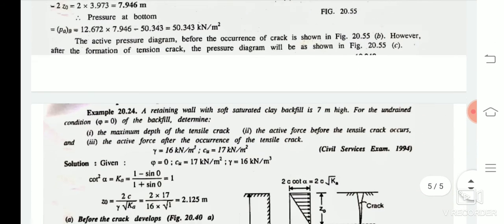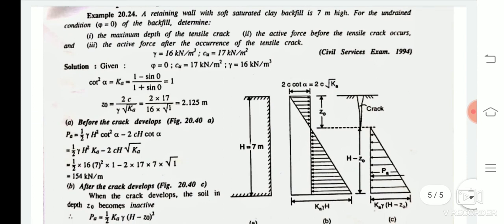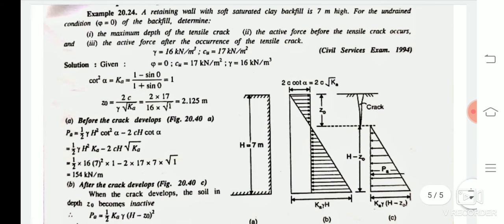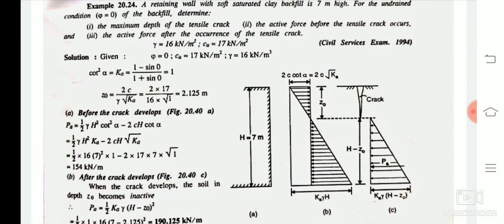Let us go to another problem, which is also of cohesive soil. A retaining wall with soft saturated clay backfill is 7 meter high. For the undrained condition, we all know phi equals 0. For the backfill, we have to determine the maximum depth of the tension crack, the active force before the tensile crack occurs, and the active force after the occurrence of the tensile crack.